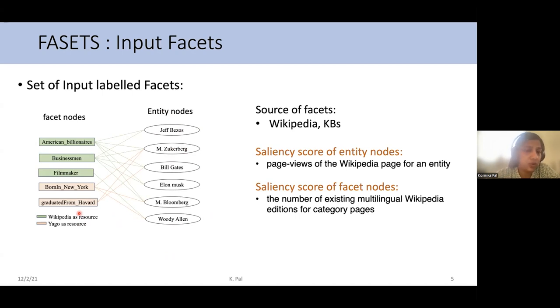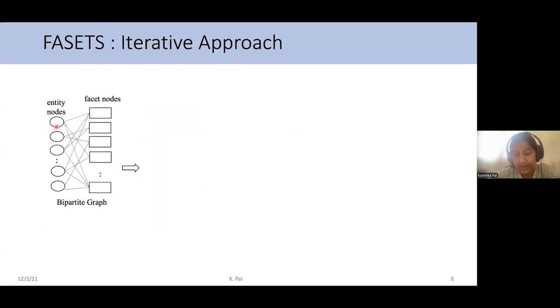So what about putting some score on these entity and facet nodes? For entities, we considered the visibility of the entity and collected page views from Wikipedia. For the facet nodes, because they are categories, people do not really browse those categories. We consider that the saliency comes from whether they have multiple language editions of the wiki page or not. So considering this kind of score, we start our iterative approach.